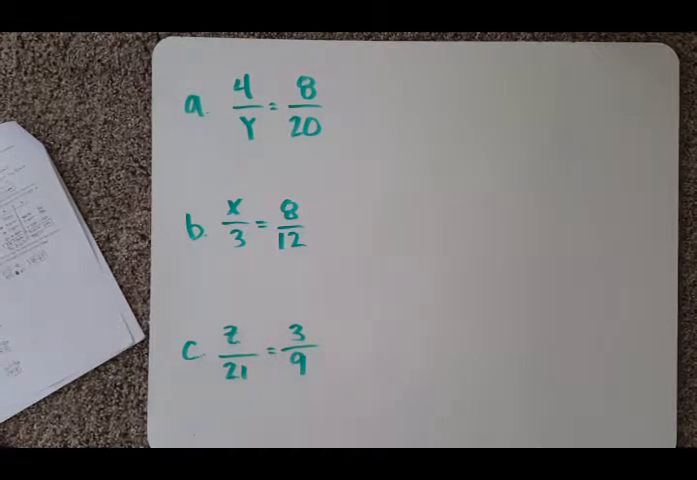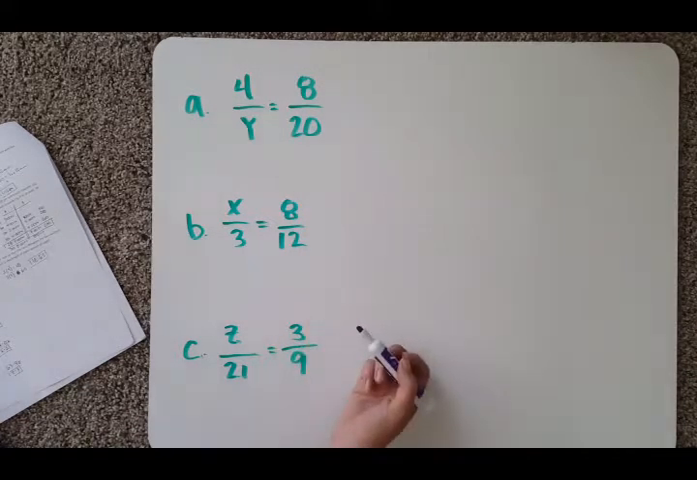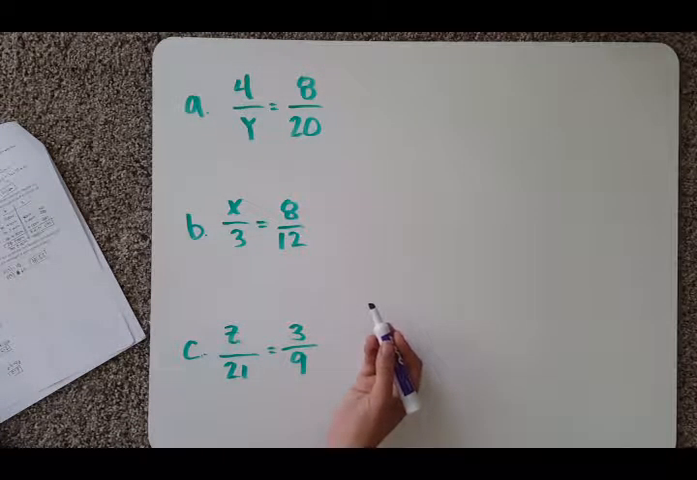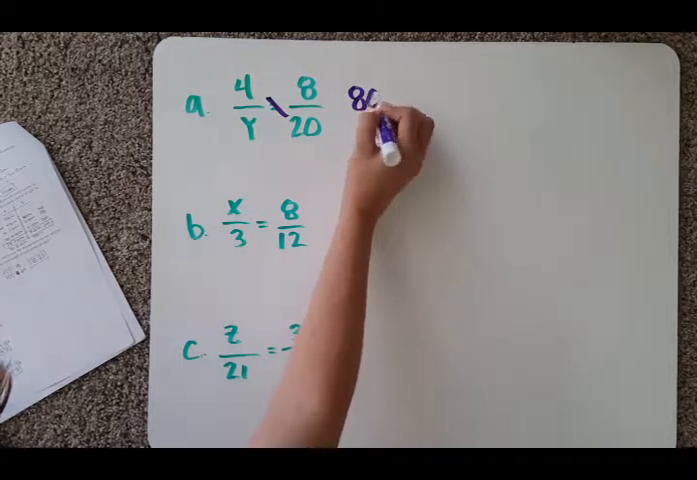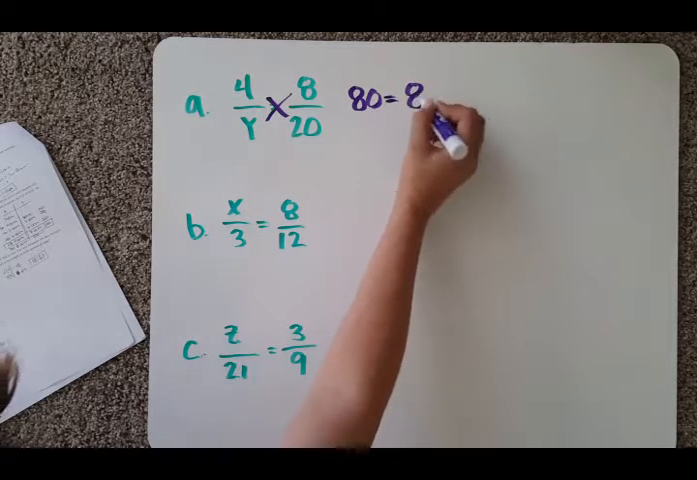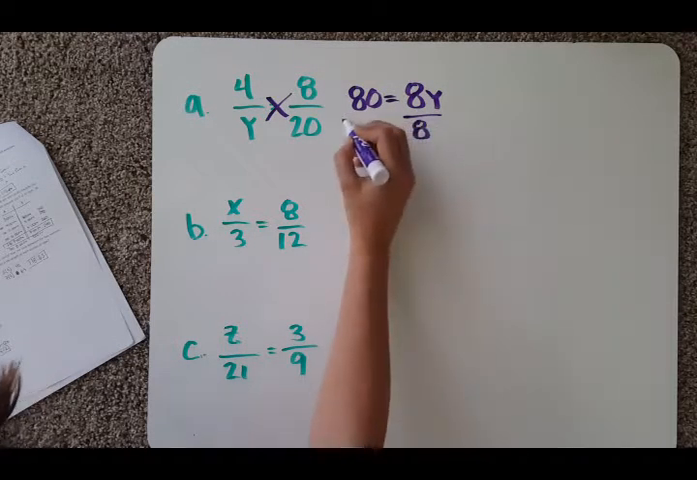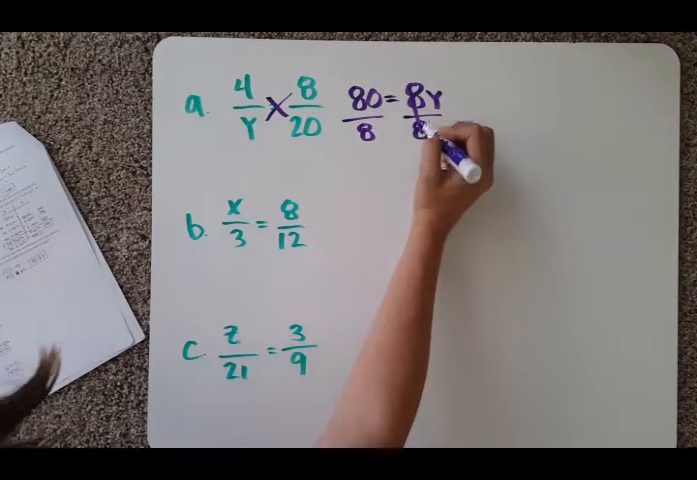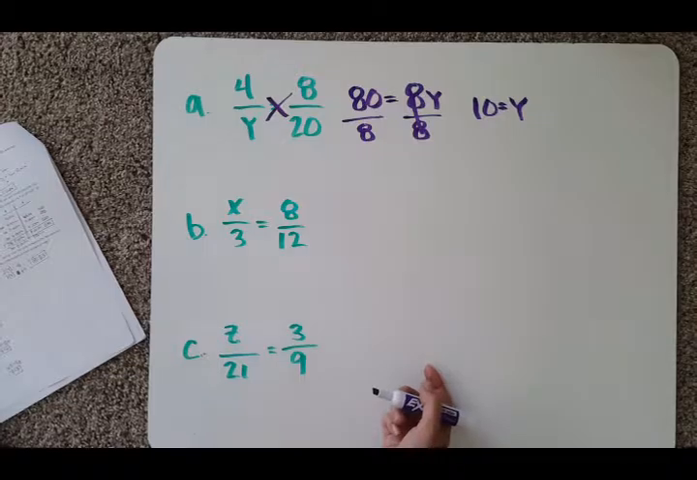All right, so for problem 8, what we're doing is solving for proportions. So we can just cross multiply each of these for a quick way to do this. So 4 times 20 equals 80, and 80 is equal to 8y. And then all we have to do is divide by 8, and then we know that 10 is equal to y.